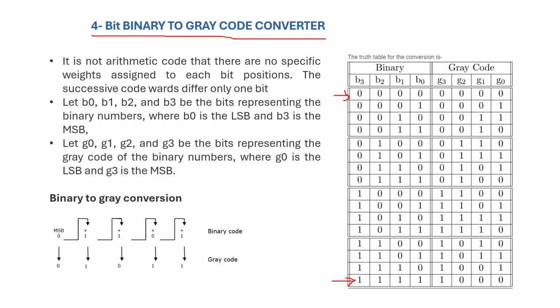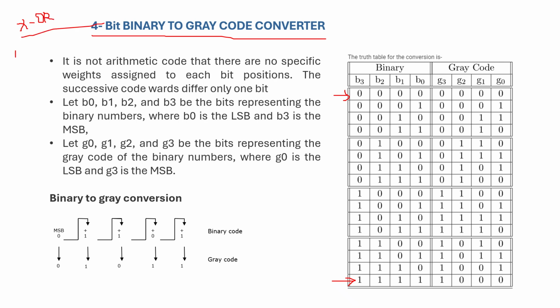Now, how do we convert from binary form to gray form? What's the way to convert? While converting binary form to gray code, we need to know the XOR gate truth table, the XOR gate operation. Once we know the XOR gate operation, we can do it. So what's the XOR gate truth table?